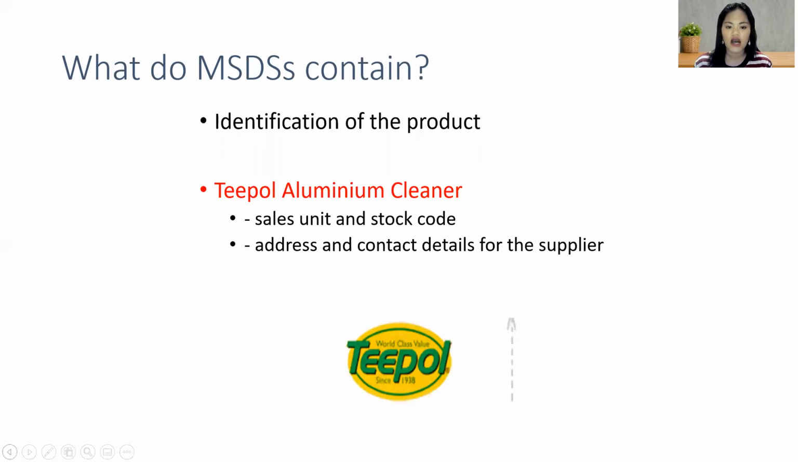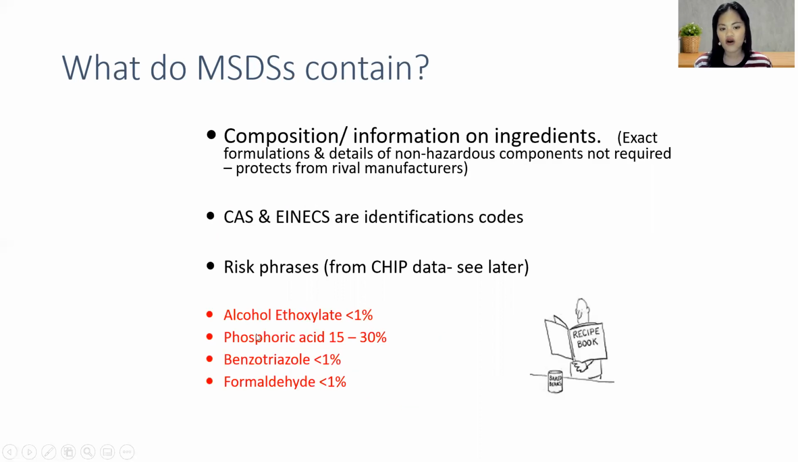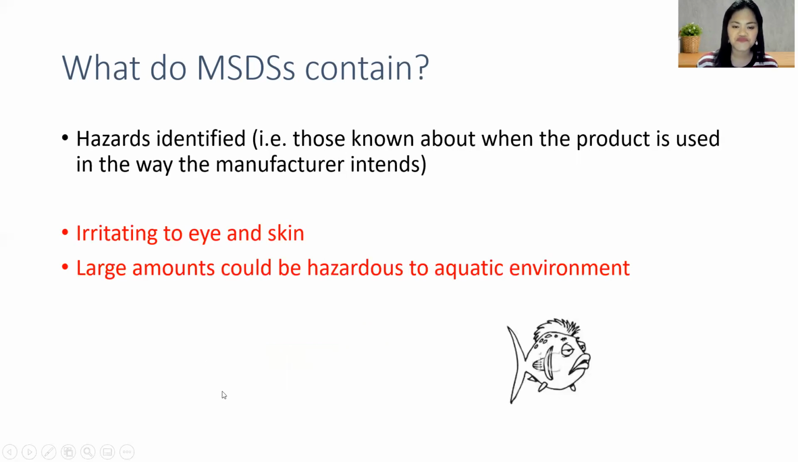So the T-Pol aluminum cleaner contains alcohol ethoxylate, which is less than 1%, and also phosphoric acid, which is 50 to 30%. We also have benzotriazole, which is less than 1% also, and then the last one is the formaldehyde, which is less than 1%. Okay, so another one is that it also identifies the hazards, those known about when the product is used in the way the manufacturer intends.